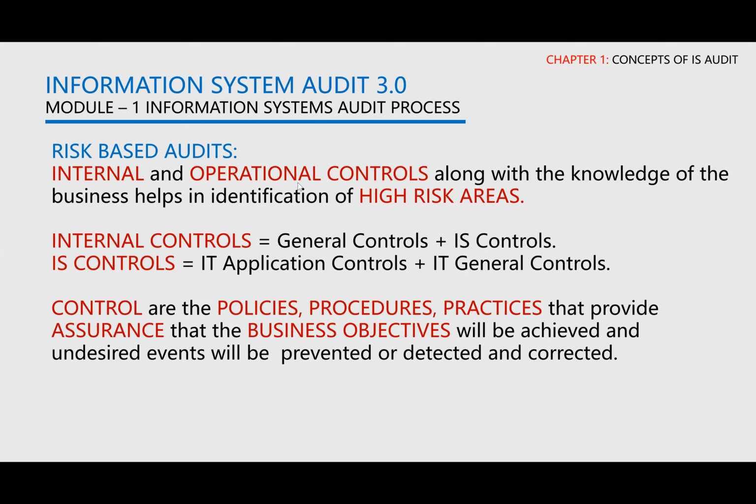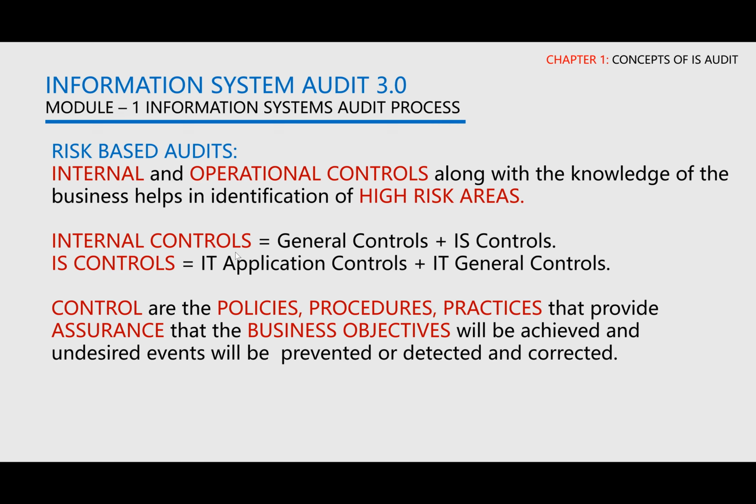We need to understand that there are certain keywords which are associated. So when you say risk-based audit, it always has to do with the internal and operational controls, and high-risk areas. And what is the purpose of it? I wanted to find out what the high-risk areas are, and to find them, I need to understand what internal controls are implemented by the organization, what operational controls are implemented, and what the overall nature of the business I am auditing is, right? So these are the important aspects that must be taken into consideration.